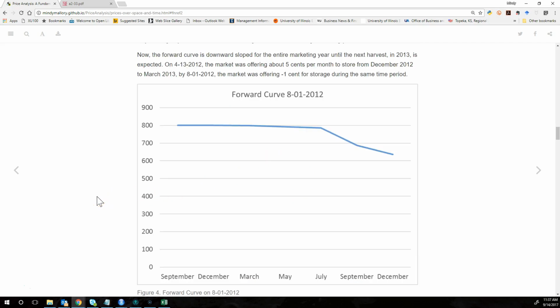Okay, so let's take a look at this chart on August 1st. Now, we have to introduce a different concept at this point. So we said that when the forward curve is upward sloped, we call it a contango market.